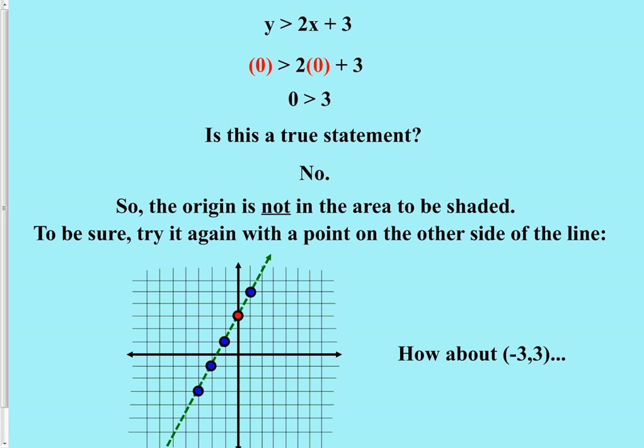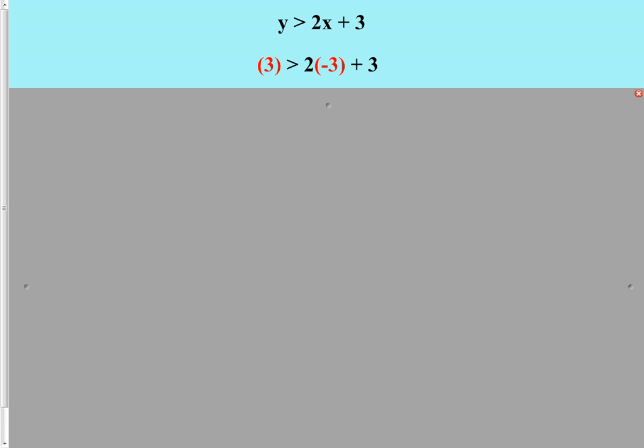Again, you can pick any point on the opposite side of the line that you want. I just went out into open space a little bit, and I happened to pick -3, 3. But you can pick any point that you want on the other side of the line. I'm going to substitute -3, 3 back into the equation just like I did with the origin and see if that gives us a true statement or not. So let's have a look. There's the original equation. I picked -3, 3, so I plugged those values in. Now all we have to do is simplify the math.